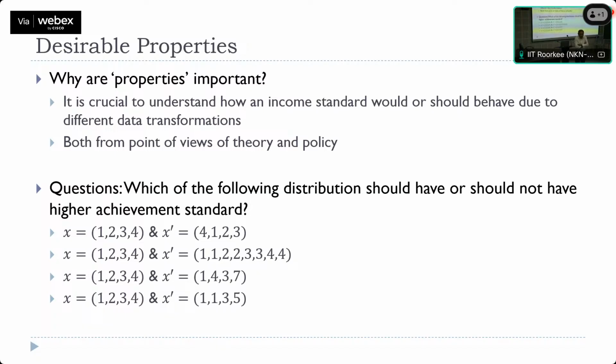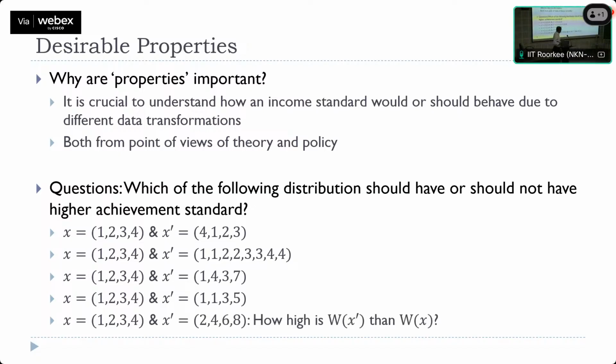Do you think both societies are equally unequal? Which society has more inequality? X prime. X has more inequality? X prime. X prime has more inequality. So when we have the same size, we go for the next ordering, inequality. That's where variation comes into place, right?